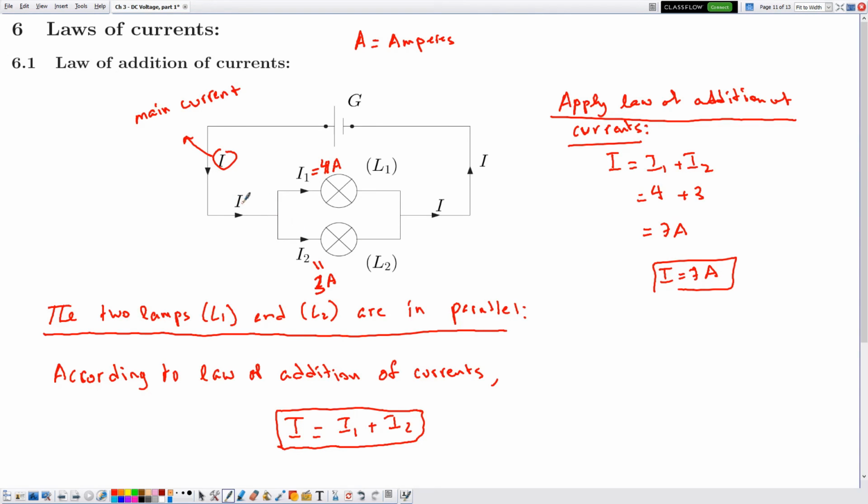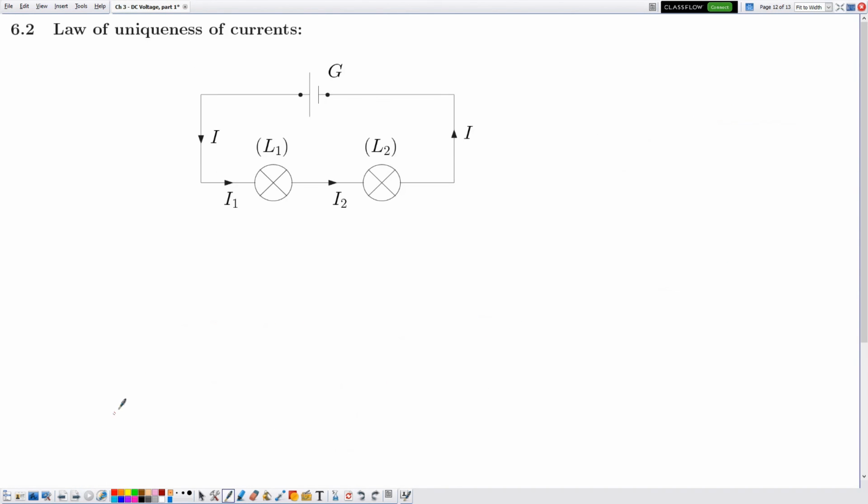So here the main current I splits into two currents such that the sum of these two currents will remain I. I1 and I2 will join back to give the main current, and this main current will reach back the negative pole of the battery. And notice that always the direction of the current is from the positive pole to the negative pole. And finally, the final section in this video, which is section 6.2, law of uniqueness of current.